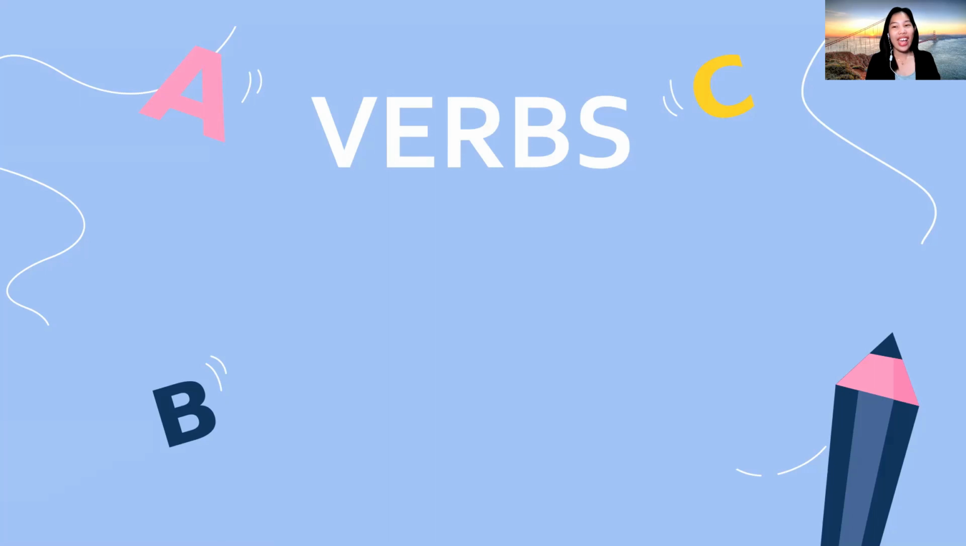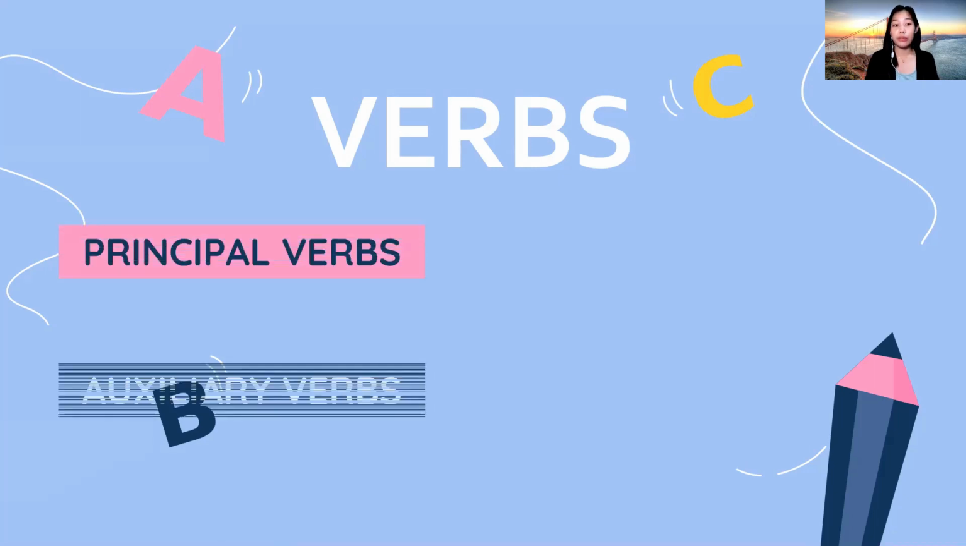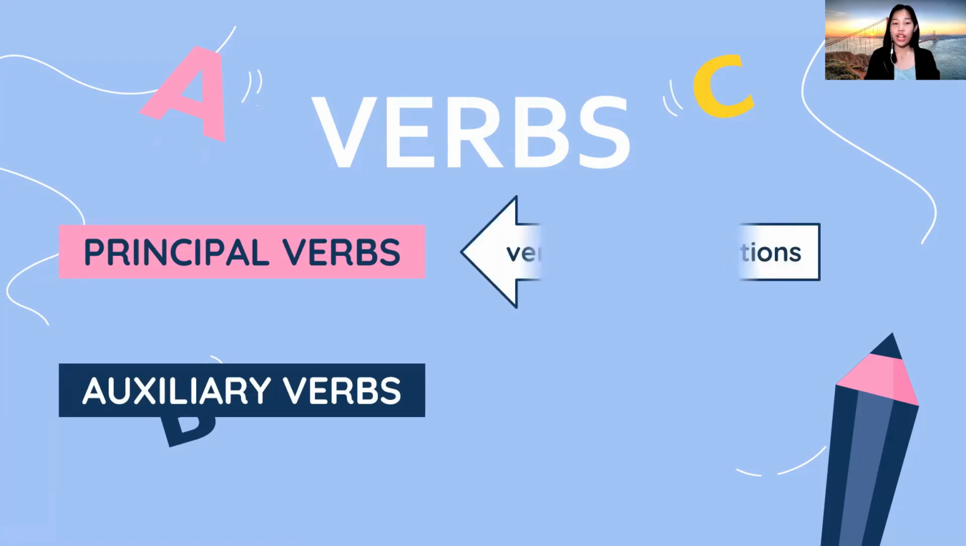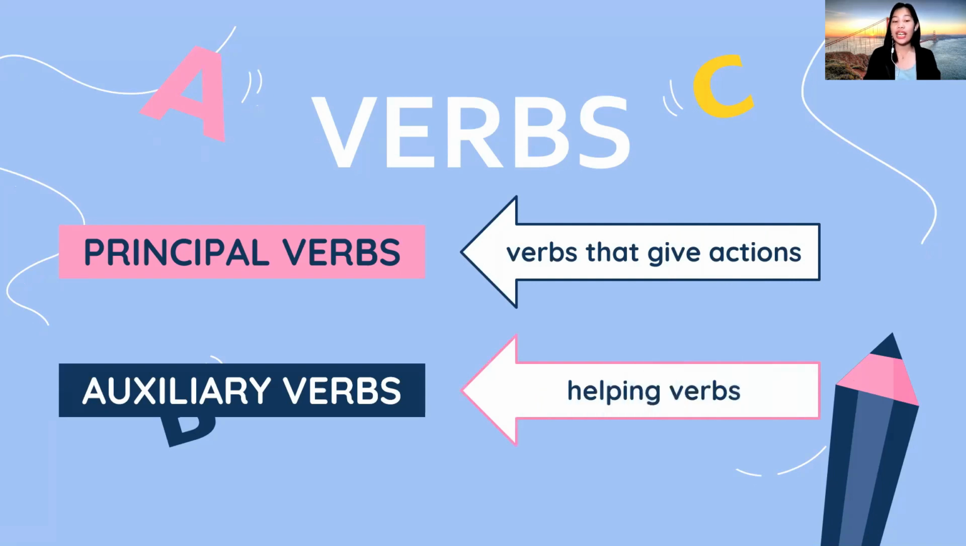Verbs are action words. This will be our second discussion under this topic. We will be discussing about principal verbs and auxiliary verbs. Are you familiar with these two? Okay. When we say principal verbs, they are the verbs that give actions. But when we say auxiliary verbs, they are the helping verbs.